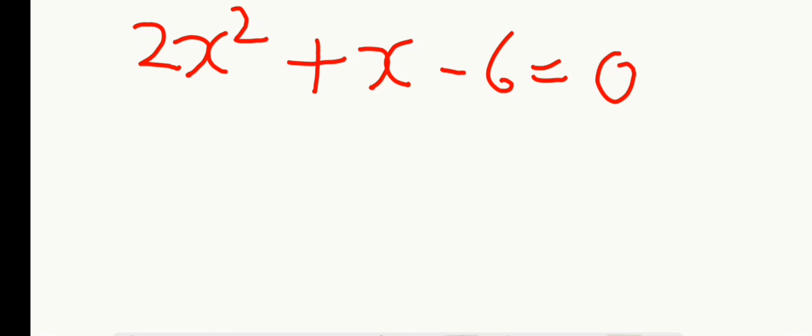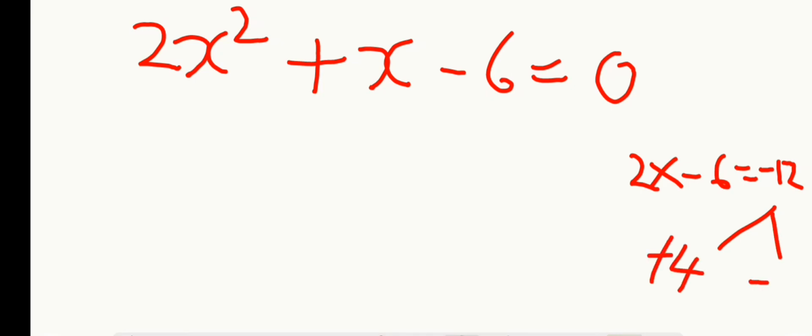Now, first and foremost, we do 2 times minus 6, and 2 times minus 6 is no other than minus 12. And the factors of minus 12 that will suit the positive 1 here, because it's an invisible 1 there, is going to be what? No other than a positive 4 and a negative 3. So positive 4 multiplied by negative 3 will give you negative 12. And positive 4 plus negative 3 will give us what? Will give us a positive 1.